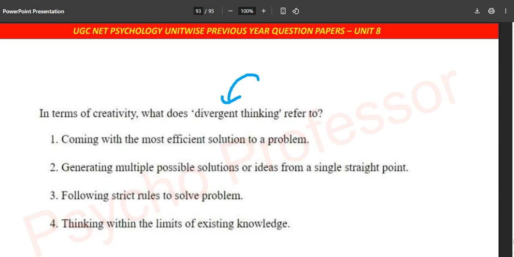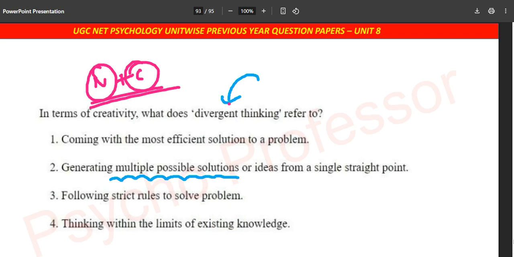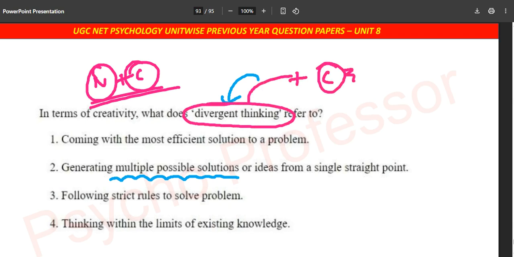Coming up with the most efficient solution to a problem? Okay. Generating multiple possible solutions. This question is directly from your NCERT as well, plus your general psychology book. Any psychology book you refer to, you will find what divergent thinking is. There are two types, divergent plus convergent, and the correct answer is option number two.